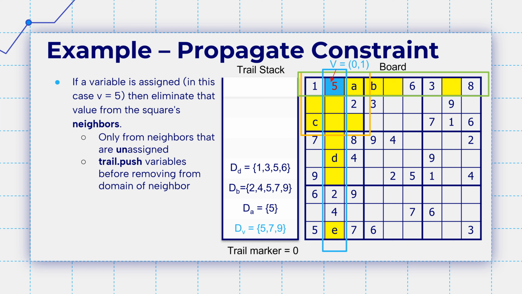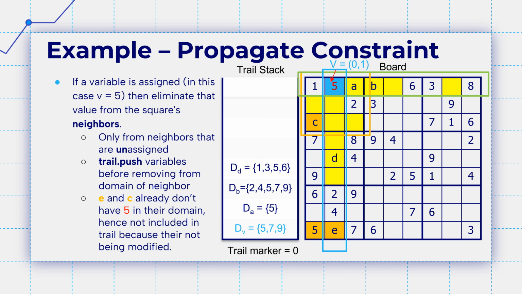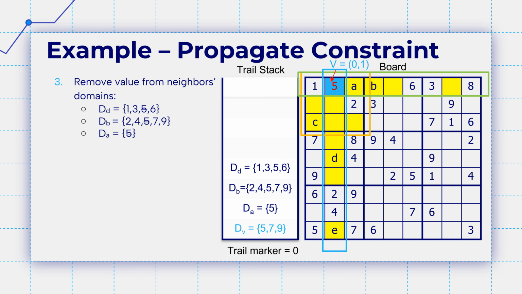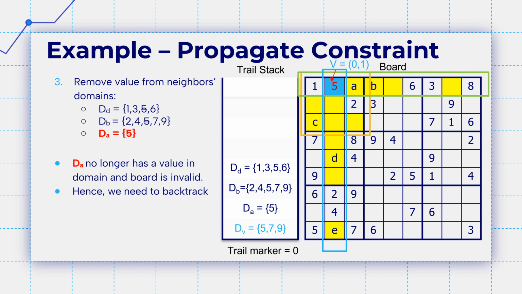So for example, cell A, the only possible value for it before adding that 5 in cell V was 5. For B, we have 2, 4, 5, 7, 9. And for D, we have 1, 3, 5, 6. Now, you might ask, why don't we have E and C? Well, we don't have E and C in the stack because they already don't have 5 in their domain, so they're not being modified. Now, once we remove the value from our neighbors' domains, we notice that cell A no longer has a value in its domain.